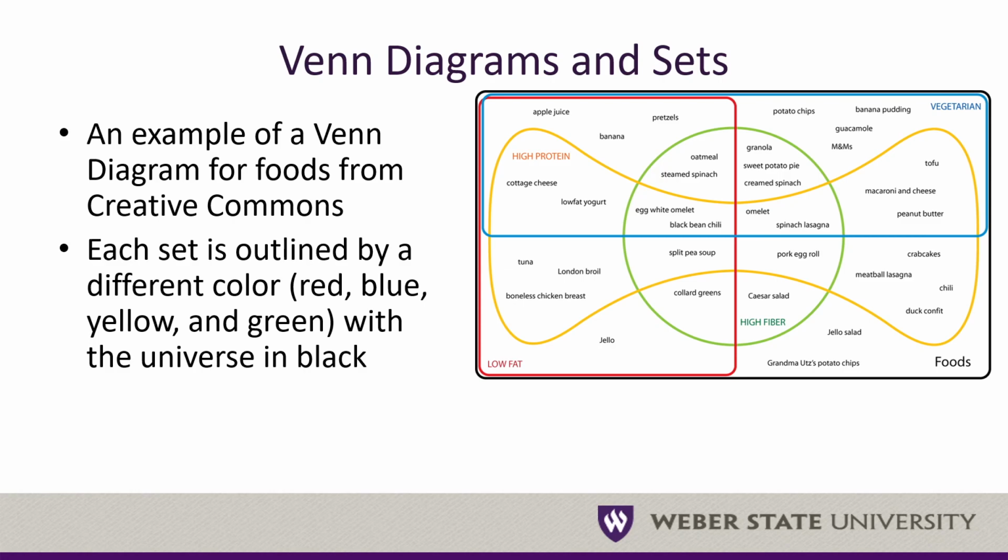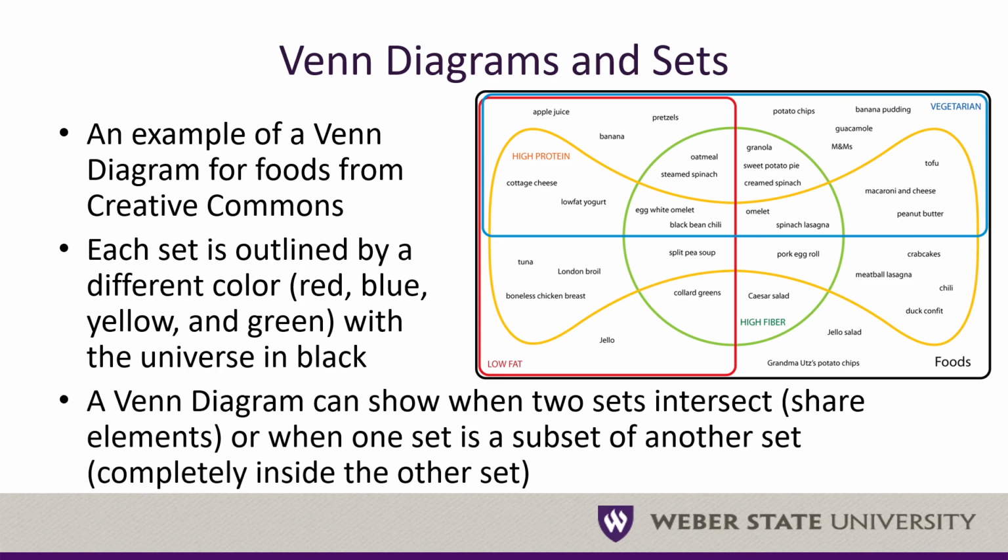The sets are outlined in different colors: red, blue, yellow, and green. Our universe is defined by a black box around the outside, and we've even got a name for it. The name is in the same color as the line that it says. So all foods fall into one of these categories or in none of them. I've got two that don't fall in any of the subsets that are defined here. So our Venn diagram shows when two things share elements, when one is completely inside another one. All of those kinds of things are things that we can represent with a Venn diagram.